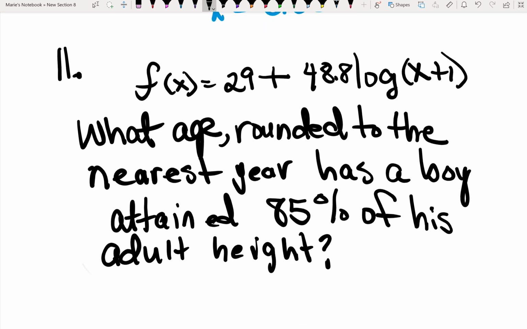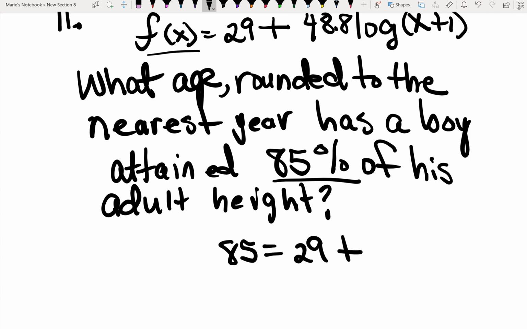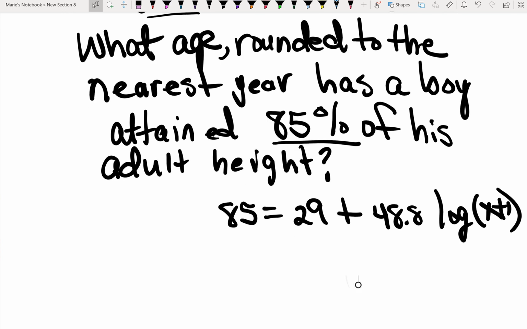Okay, and so remember, we're given a model, so we are going to use that model. 85% is a number of interest for us. So we know that that is the f of x. So we're going to say 85 is equal to 29 plus 48.8 log of x plus 1. So like I said, it's basically math at this point.